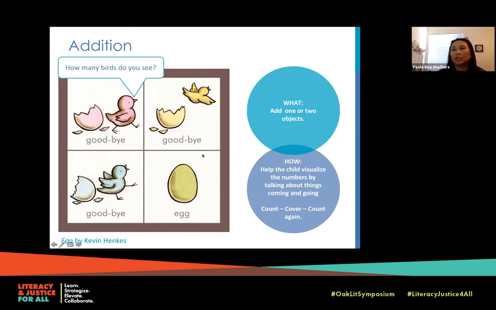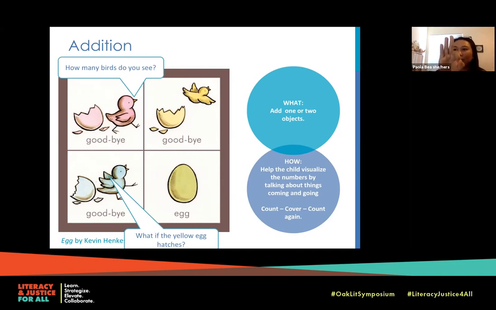So we can ask a question like, how many birds do you see? First, we count the birds we see: 1, 2, and 3. There are 3 birds in this picture. Then to incorporate addition, you can ask, what if the yellow-green egg hatches? If you know the story, Egg by Kevin Henkes, it's not a yellow-green bird, it's actually an alligator. But in this case, we're just using the yellow-green bird.